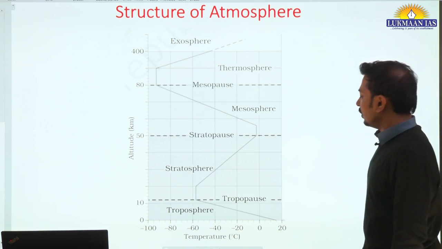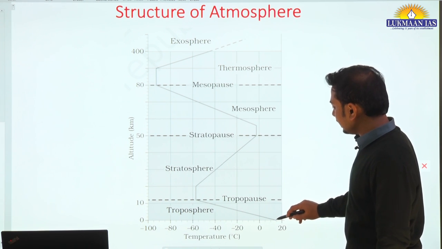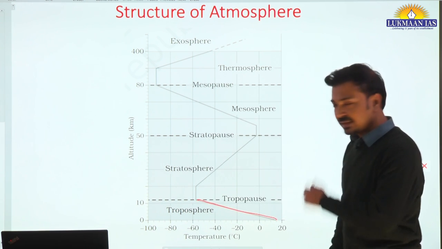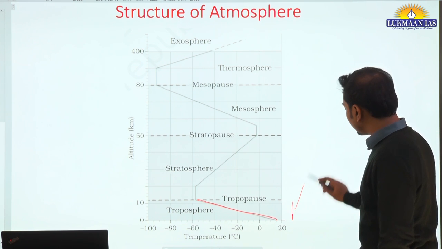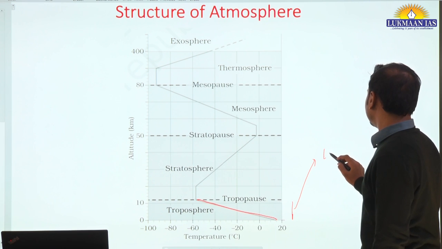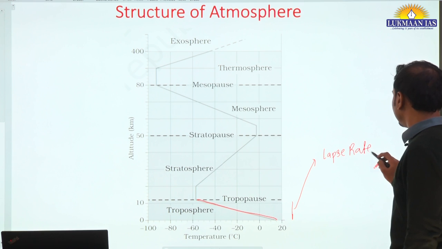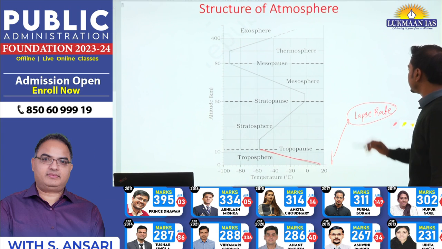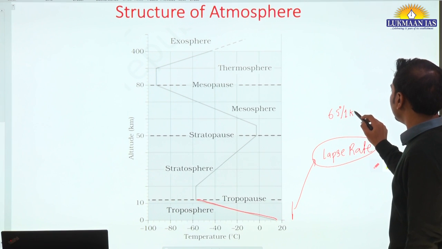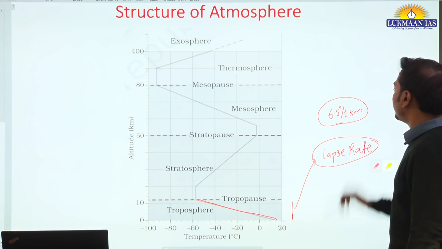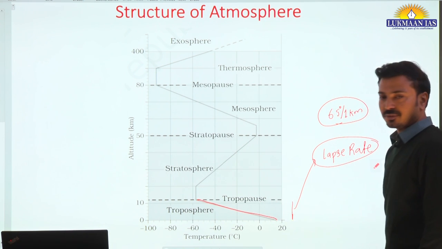Understood? Now, as we move up in the atmosphere, in the troposphere, the temperature is declining. The temperature is declining. What is this called? Lapse rate. And what is this lapse rate? 6.5 degrees Celsius per 1 kilometer, and this is in the troposphere that we are talking about.